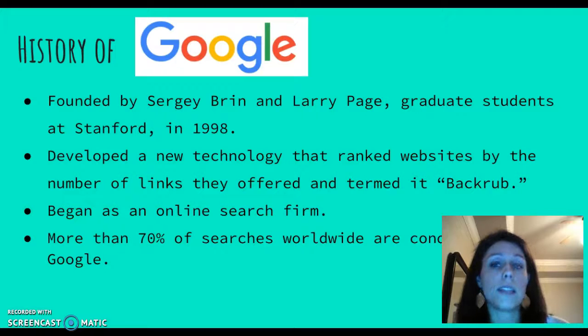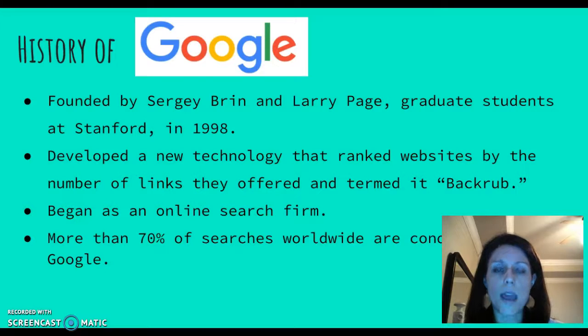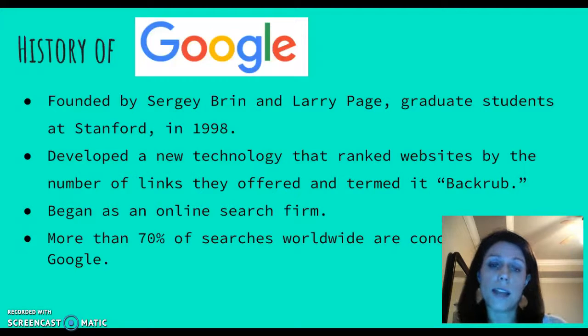Google was founded in 1998 by graduate students at Stanford named Sergey Brin and Larry Page. And what these guys wanted to do was find a better way to rank websites when you put a term or a website into a search engine looking for it. At that time, if you were to type in something into a search engine, you would get a list of websites in pretty much no specific order. So you would have to just search and search and search to find the one you were looking for. Well, what they did was develop a technology that ranked the websites based on the number of links offered within each website. And initially, they didn't term it Google, they termed it BackRub.